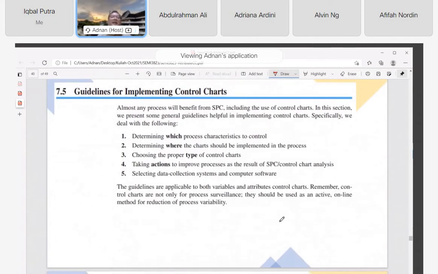So these are guidelines to implement the control charting. Okay, what are the guidelines? First, you determine which process characteristic to control. We have to know actually what we want to control. If we get a piece of product, there are many possibilities that we can monitor. It's not possible to monitor all the aspects of the product.